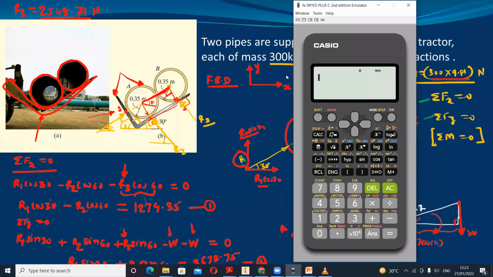So select mode, then select the fifth option, which is the equation. Select the first option. This is a two variable simultaneous equation, ax plus by is equal to c. Okay, so observe the first equation.